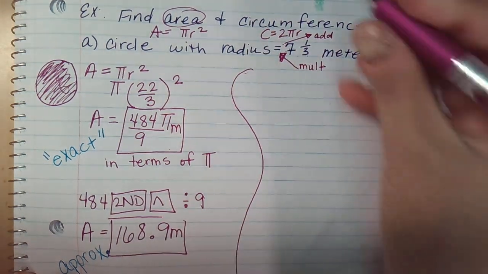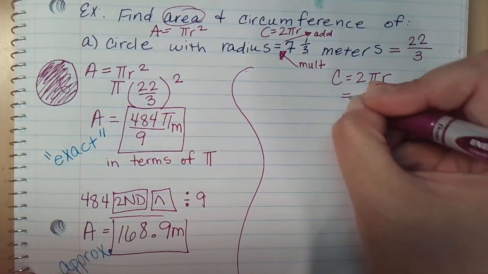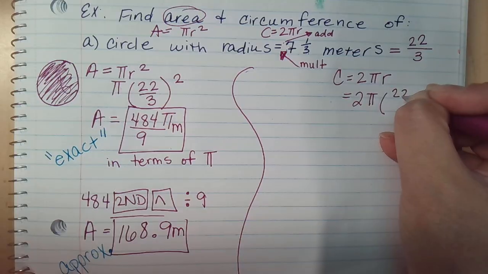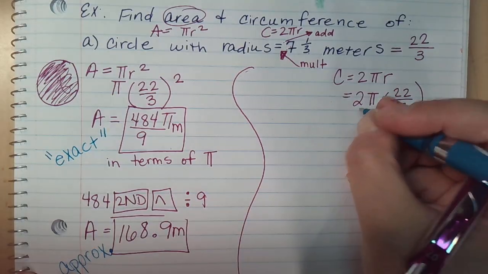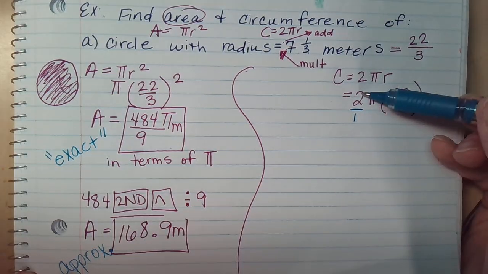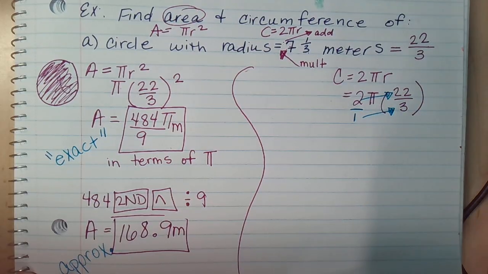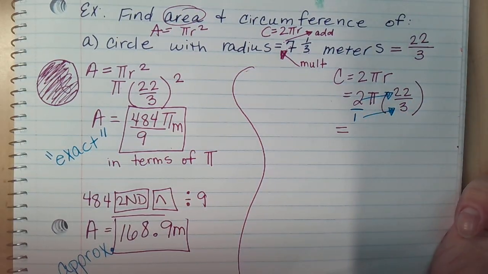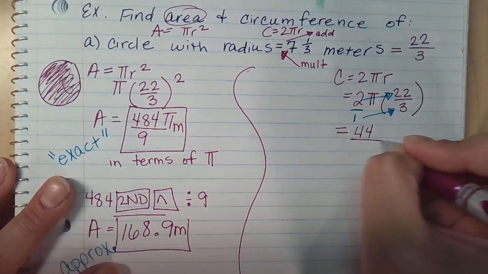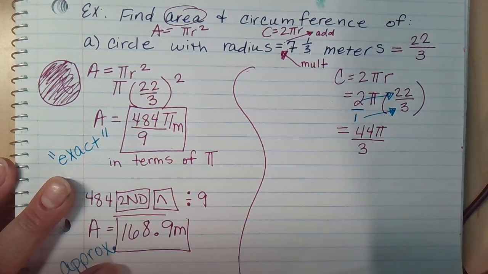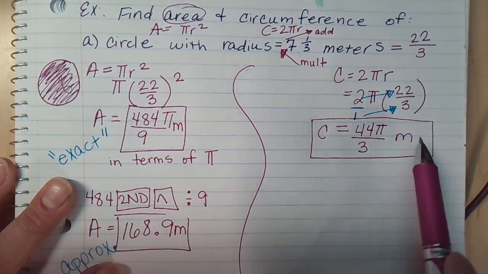All right, let's do circumference. Circumference is 2 pi r. So we're going to say 2 pi times that r of 22 over 3. Okay, and then you're going to multiply the numbers together. And we're going to remember that 2 is like saying 2 over 1. And then you multiply left to right. Let's not put the pi in the calculator yet. So for just now, 2 times 22 is 44 over 3, and there's a pi on it. And we're in meters. Okay, so that's my circumference in meters.